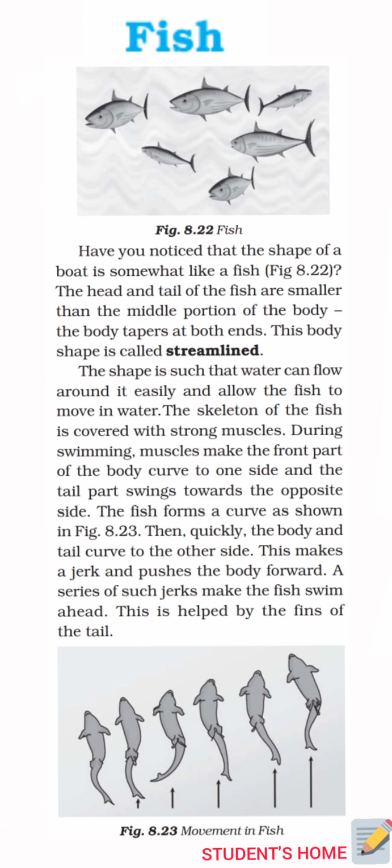A series of such jerks make the fish swim ahead. This is helped by the fins of the tail. Fish also have other fins on their body which mainly help to keep the balance of the body and to keep the direction while swimming.